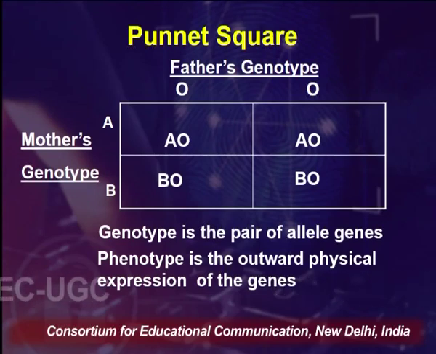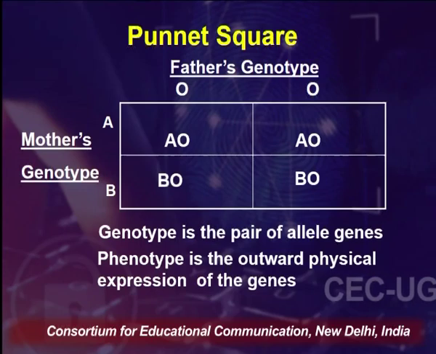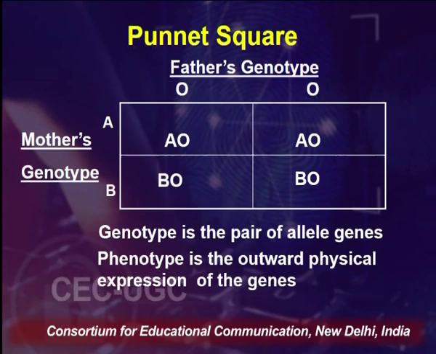So, if the mother is AB and the father is O, then the child could be either A or B. They cannot produce a child having AB blood group or O blood group. So, that is how we can determine, using the ABO blood grouping and this Punnett square, what could be the blood group of the child using the blood group of the mother as well as father. So, genotype is the pair of alleles of genes, whereas phenotype is the outward physical expression of the gene, how that person will appear or what blood group that particular person will have.